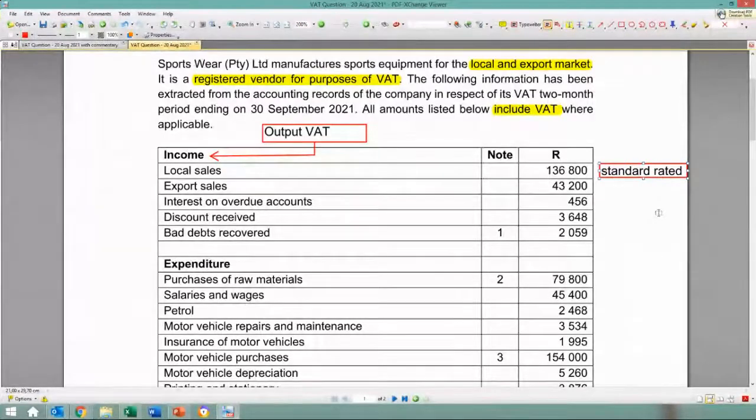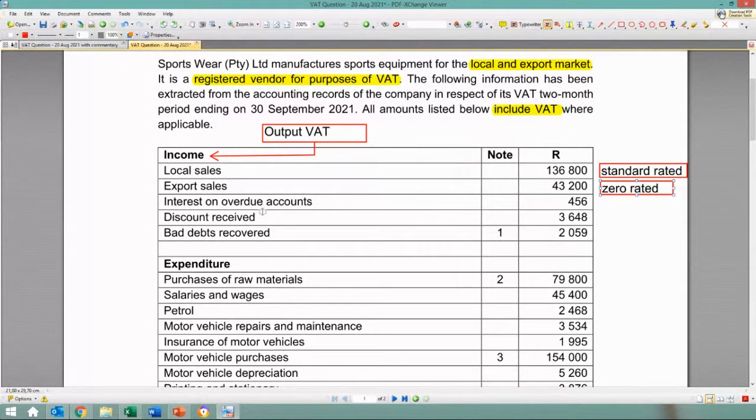Okay, export sales. We know that export sales is leaving the country and that an export sale is then considered a zero rated sale. So as you go through the question, you indicate as you go through it, stop making notes on your piece of paper, because this will help you to just go and enter it when you do the physical calculation.